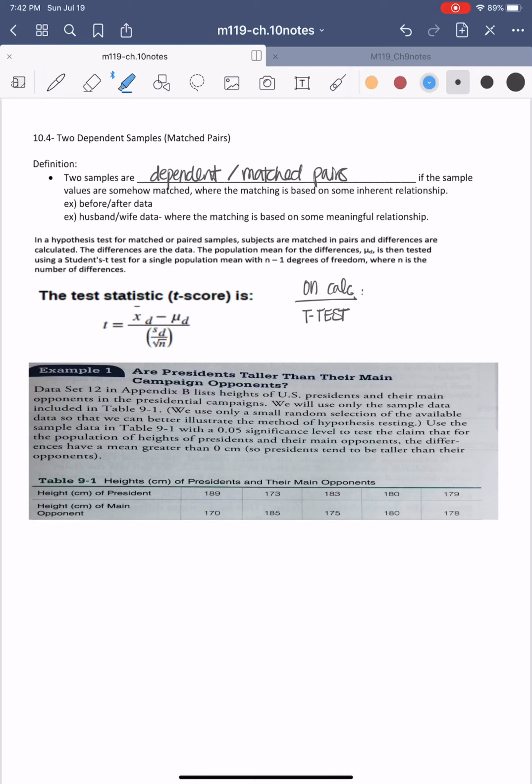So let's highlight what we were testing. Claim that for the population of heights of president and the main component, the difference have the mean greater than 0. So first, how do you determine if this is matched pair or not? You see the word mean. So here's the key word. And also you see the word difference.